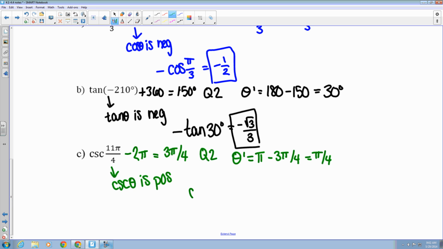So now I just look at cosecant of pi over 4, which would be 1 over square root of 2 over 2, which is the square root of 2. And since it's going to be positive, we leave it just like that.